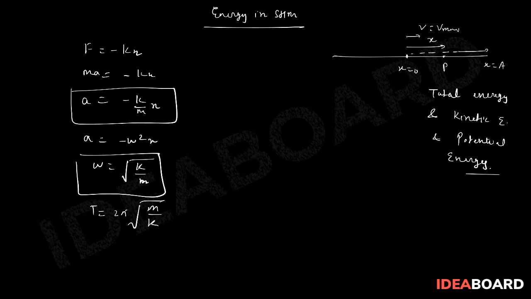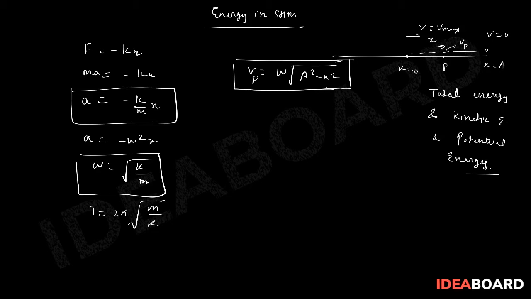this velocity v will be v max here, and here velocity v will be 0. We know velocity in SHM is equal to omega under root a square minus x square at any general point, right? So at P, if velocity is Vp, then Vp can be written as omega under root a square minus x square. Perfect. And if the particle has mass m, then kinetic energy in SHM can be given as half m into Vp square generally, and this is the general format.